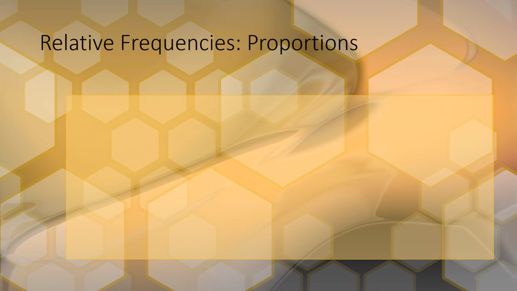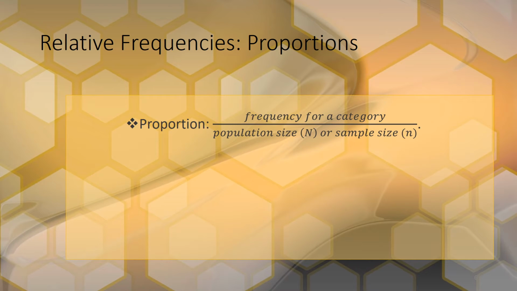Now we're going to move on to proportions. A proportion is calculated by taking the frequency for a category and dividing by either the population size or the sample size, depending on if you're conducting descriptive statistics for the population or the sample. All proportions range from 0 to 1. So 0 would mean that there's no frequency for that category, so that category does not exist really. And 1 means that everyone is in that one category.